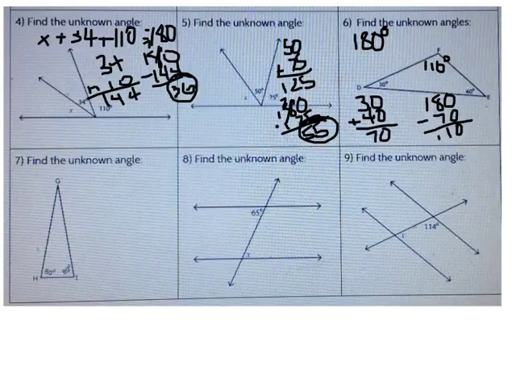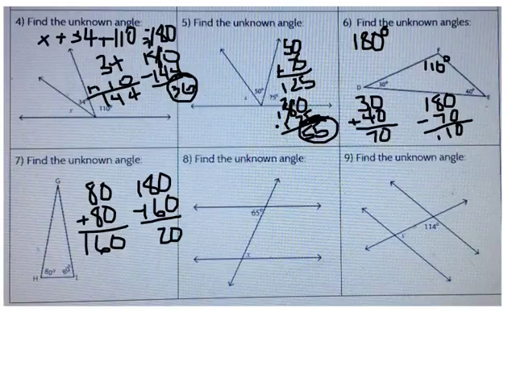Now you try one. Find missing angle G in number 7. Angle G is 20 degrees. 80 plus 80 is 160. 180 minus 160 is 20.